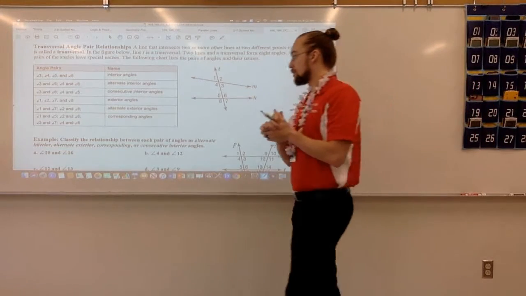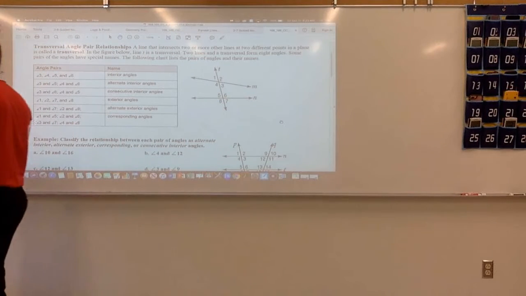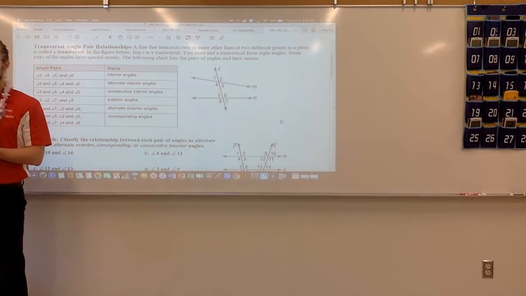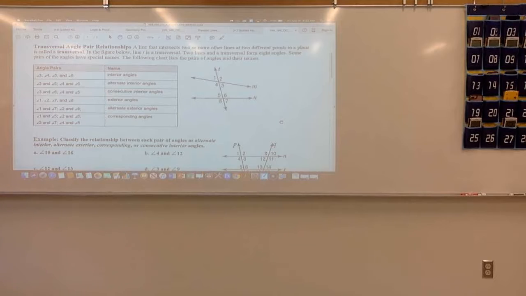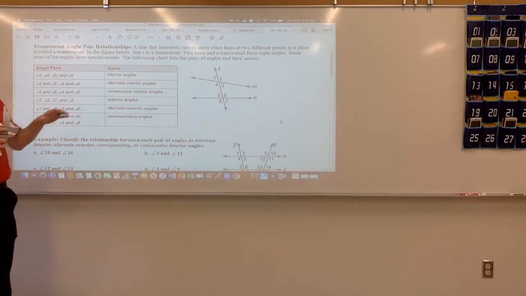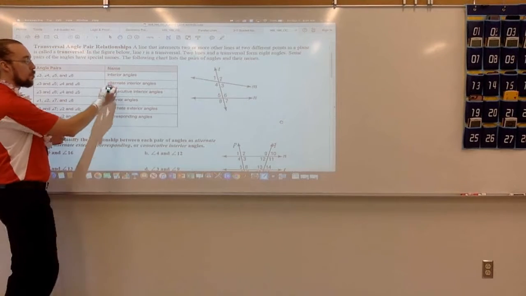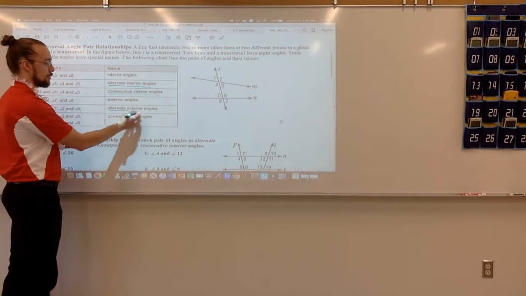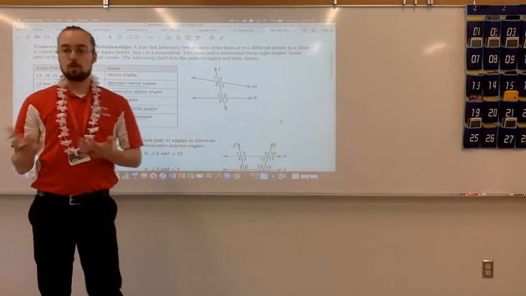All right. Yesterday, we did a little activity to introduce these different angle relationships that we're going to look at here. It seemed like some people were a little confused by the activity yesterday, so hopefully today we'll clear some things up. Okay, so we looked at 4 different relationships: alternate interior, consecutive interior, alternate exterior, and corresponding.